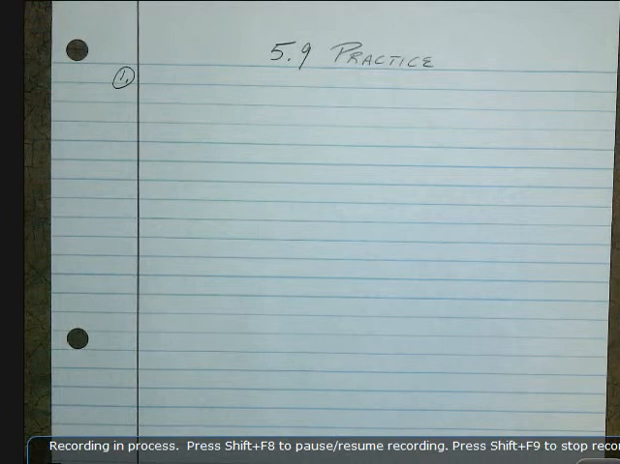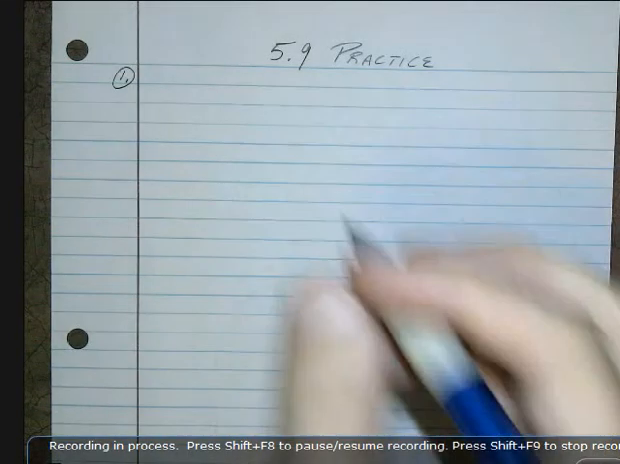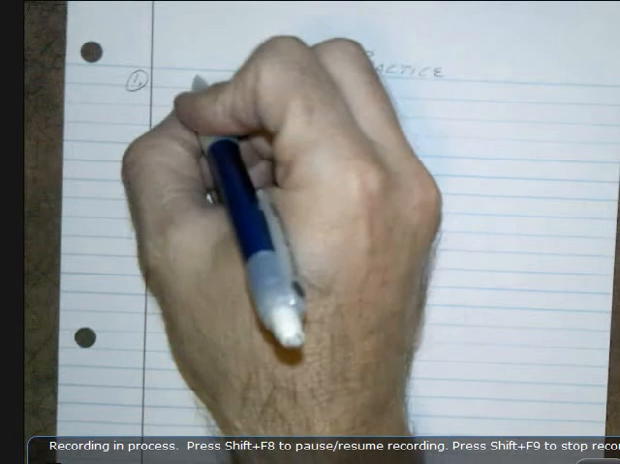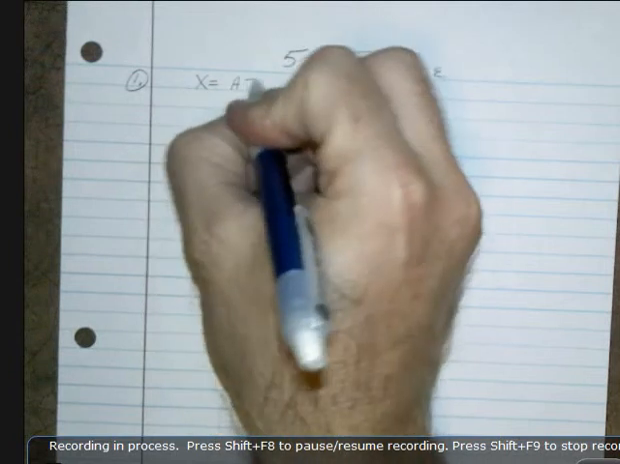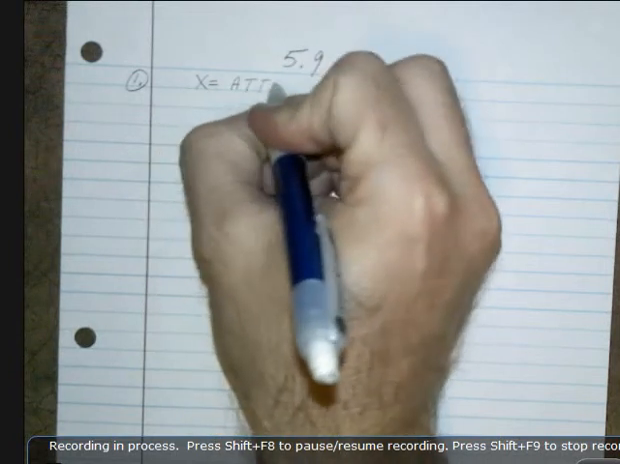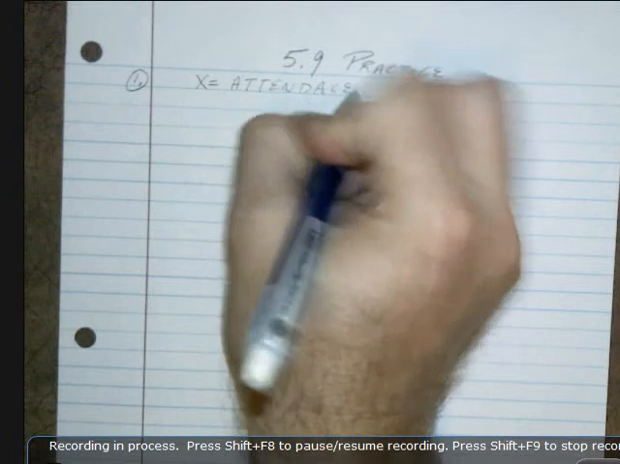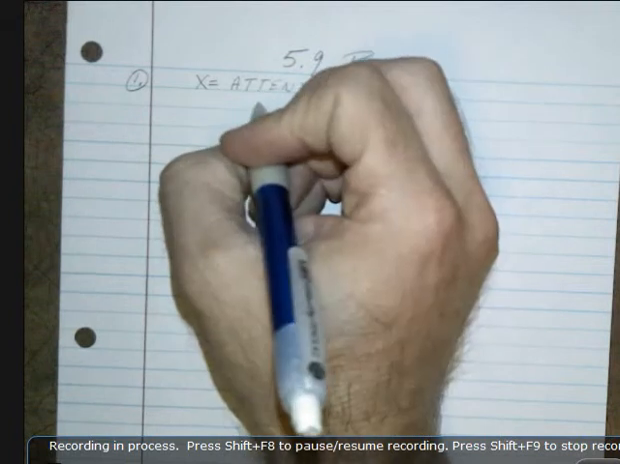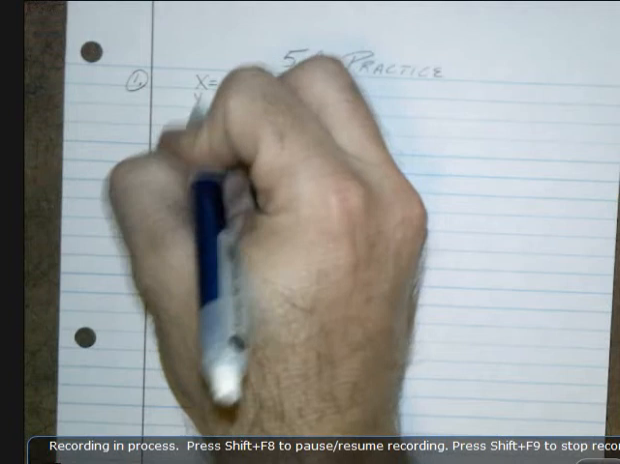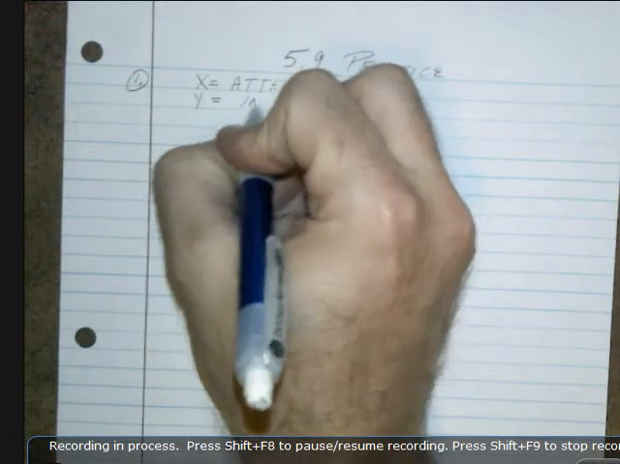So the first way to approach this is you need to figure out what your independent versus your dependent variable. Your independent variable is x, and that's attendance, the number of people attending the class. The number of people attending the class directly influences the income. So the income is the dependent variable.